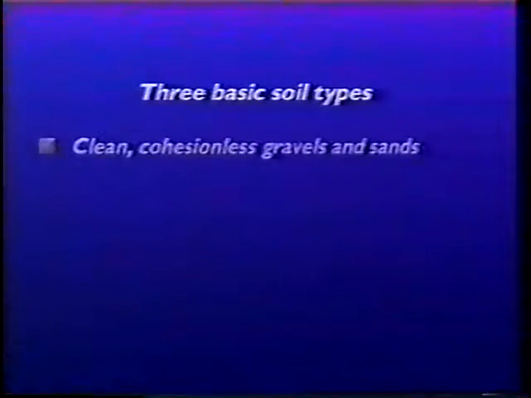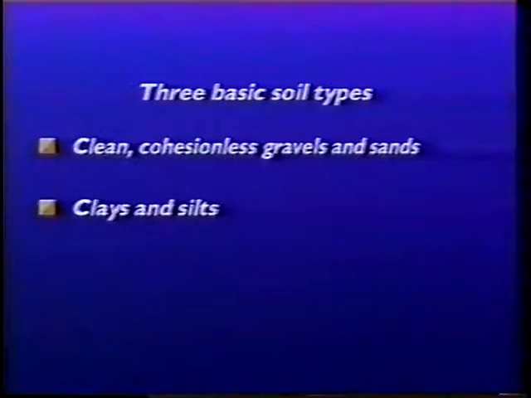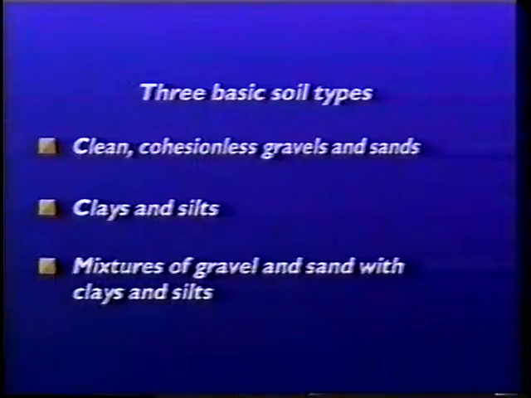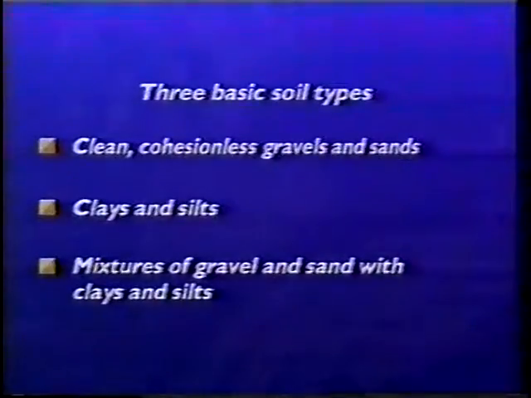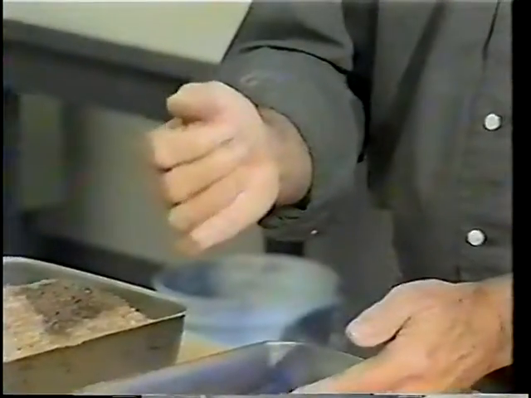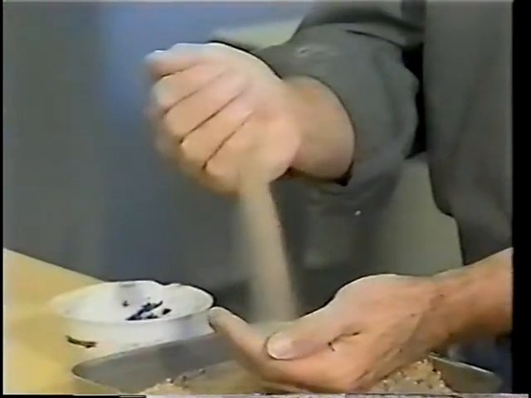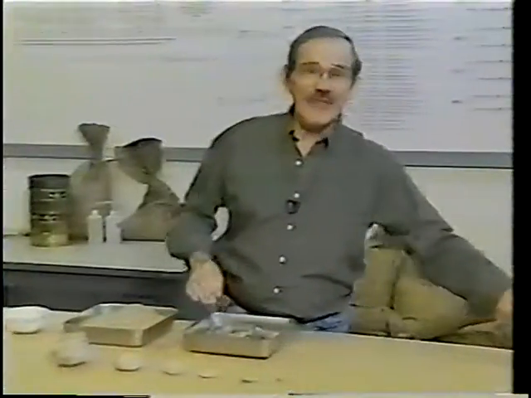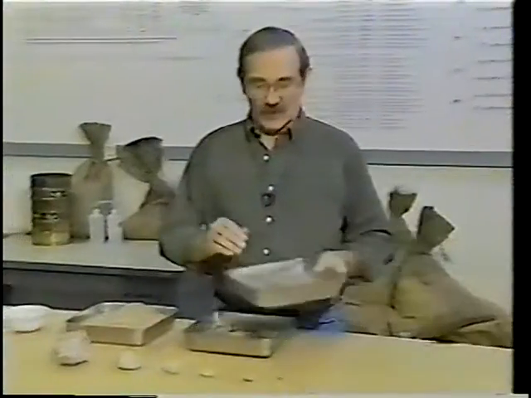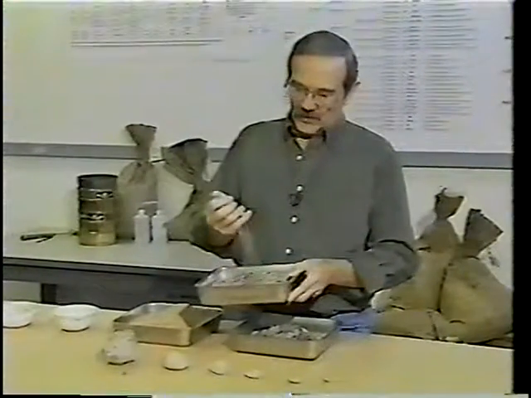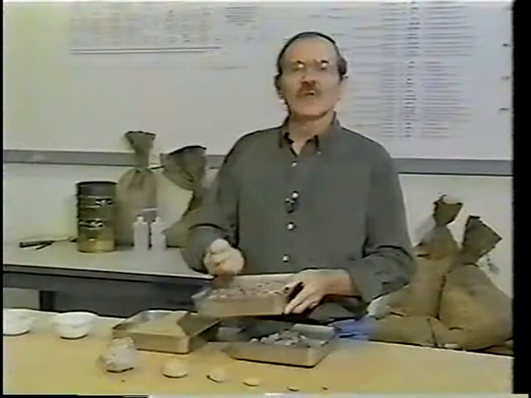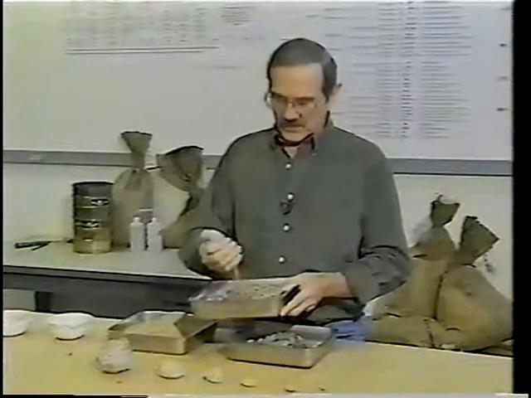These systems are various expressions of three basic soil types: clean, cohesionless gravels and sands, clays and silts, and mixtures of gravel and sand with clays and silts. Clean, cohesionless gravels and sands provide the best pipe support, especially when compacted. Clean gravels and sands are cohesionless, which means the particles do not stick together when dry.